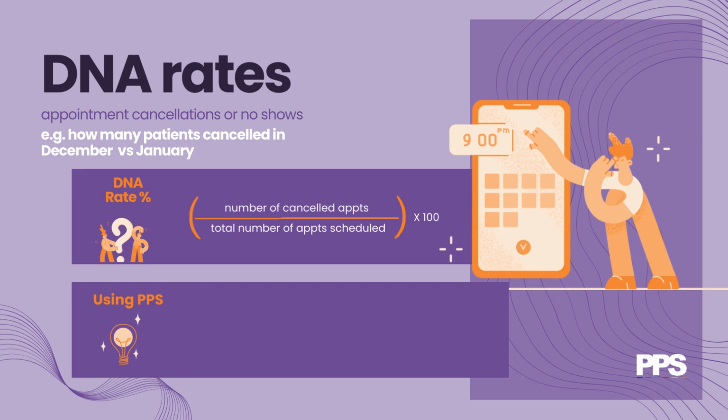So here, of course, the smaller the percentage, the better. And a higher rate might suggest some issues with scheduling, appointment availability, patient engagement, or even your DNA policies. So this will give you the information that you need to then tackle that head on.